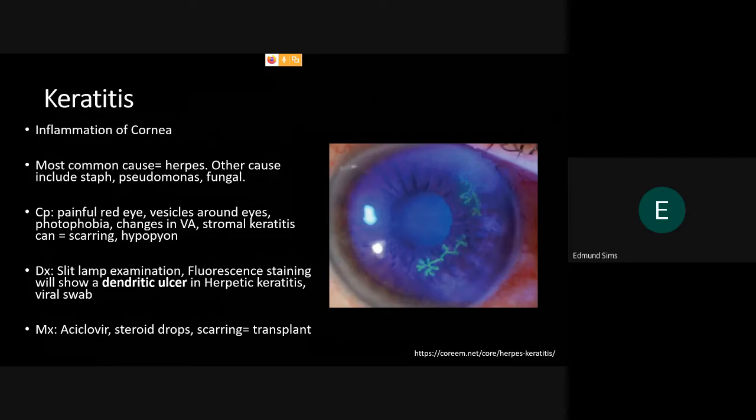So slit lamp examination as per, fluorescein staining. Fluorescein is like a dye, and you will see a dendritic ulcer in herpetic keratitis. You can see quite a nice example of it. And you'll need to do a viral swab as well. You can treat this with acyclovir, steroid drops, and if they've got stromal keratitis leading to scarring, then you sometimes need to do a corneal transplant.